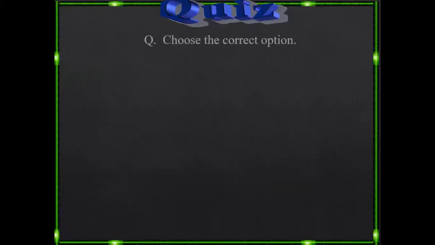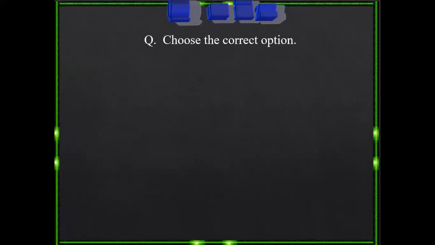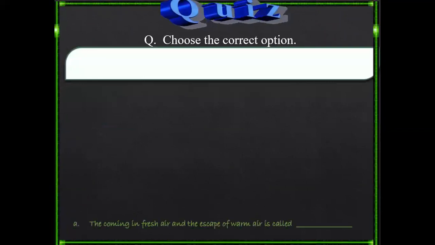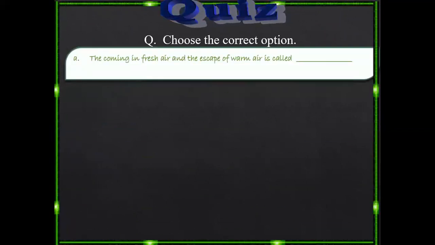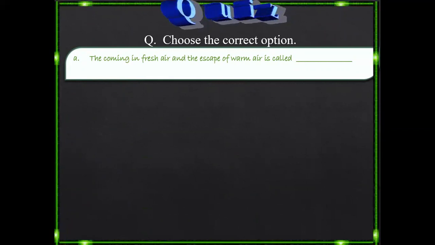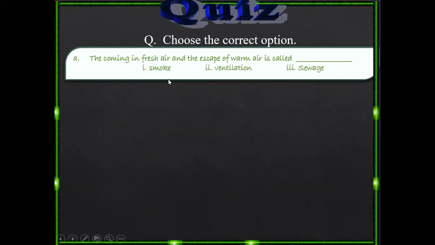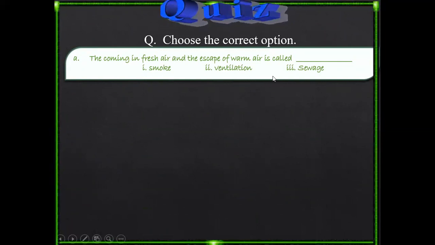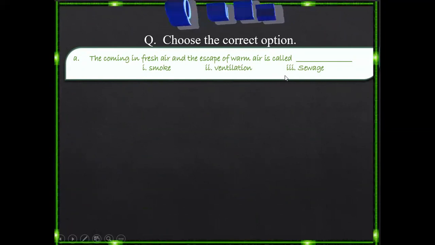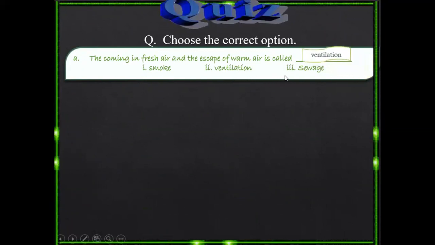Now it's quiz time, students. Everyone is ready? So, students, choose the correct option. The coming in of fresh air and escape of warm air is called smoke, ventilation, or sewage? Yes, it's ventilation.